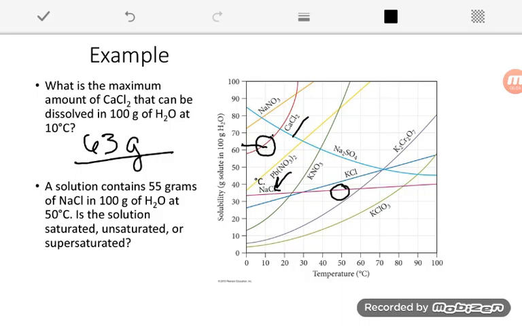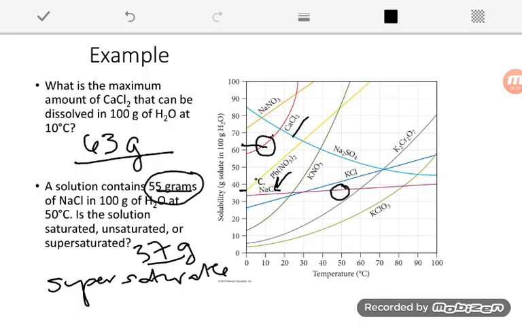So we kind of need to do the same thing we did last time and find the maximum amount that we should be able to dissolve. So if we look on that y-axis, I'm going to estimate, it's about 37. So 37 grams is the maximum I should be able to dissolve in 100 grams of water at 50 degrees Celsius. But it says I've actually dissolved 55. So I'm supposed to only do 37. I dissolved 55. I dissolved more than I should be able to. So that means this guy is going to be supersaturated. So less than would be unsaturated, equal to would be saturated, and more than is supersaturated.